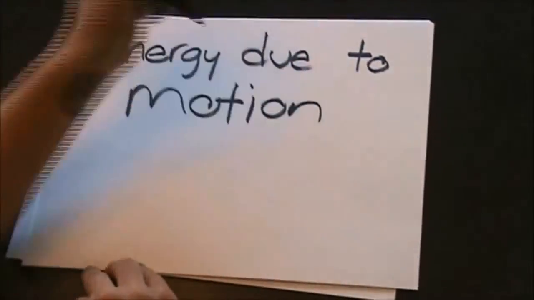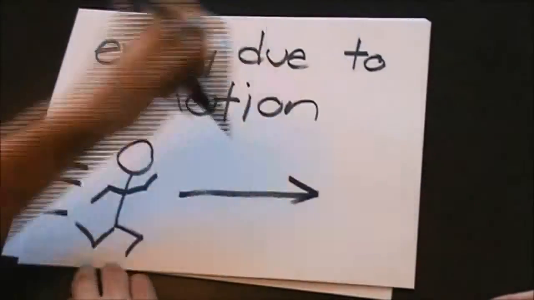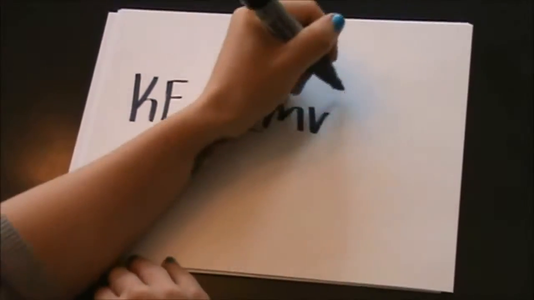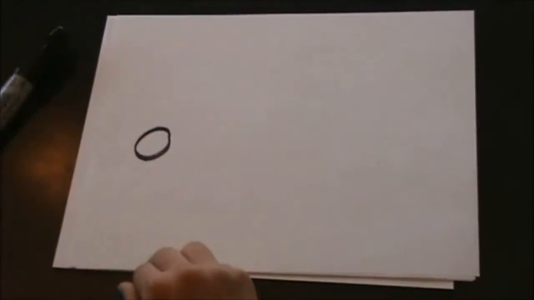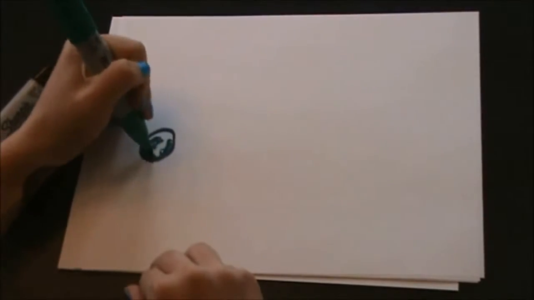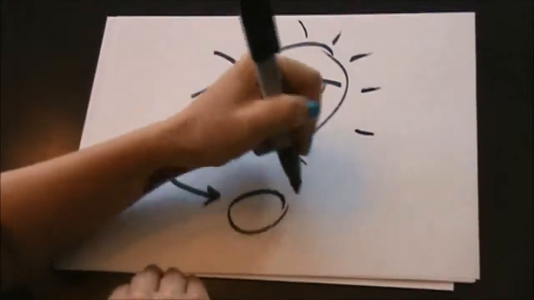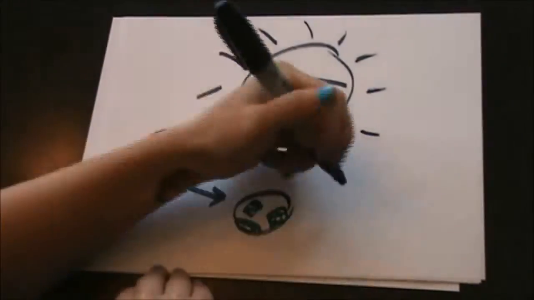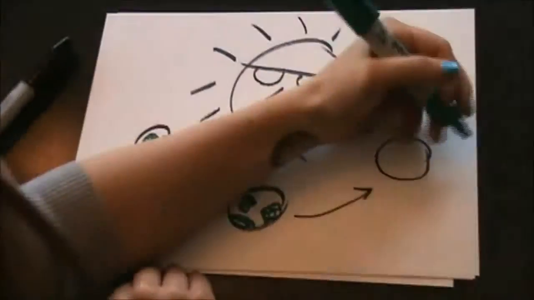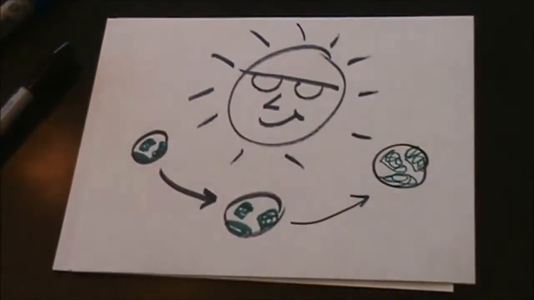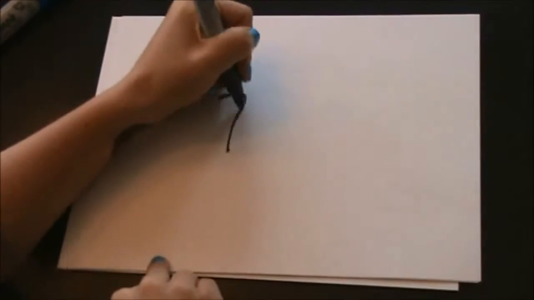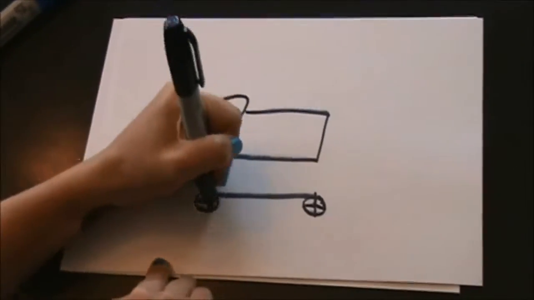Kinetic energy is energy due to motion. It depends on the mass and velocity of the object. Atoms and molecules have kinetic energy when they move. Consider the picture being drawn. A planet revolving around the sun has kinetic energy. Another example of kinetic energy would be a grocery cart being pushed around the store.